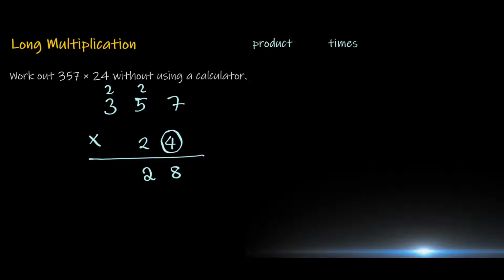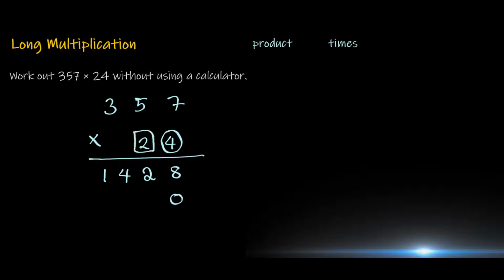4 times 3 is 12. 12 add the 2 gives me 14. I'm left with 1428. So the first thing I want to do is I want to write a 0 below the 8 before I start multiplying by my 2.